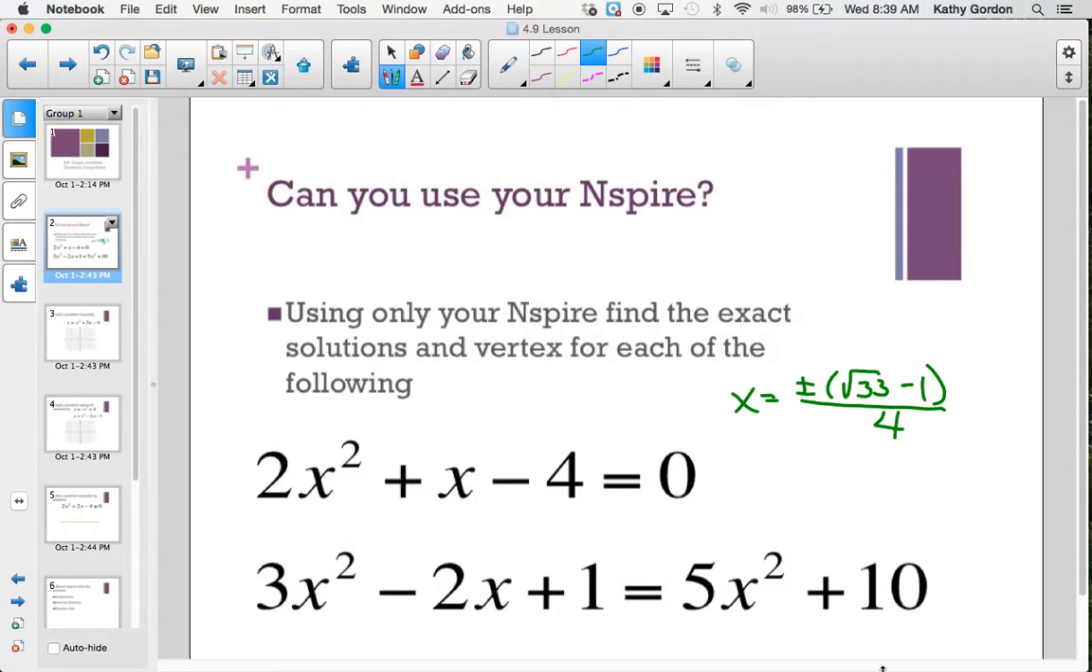For the vertex, Aaron, what'd you get? Negative 0.303, comma, negative 4.12. Say that again. The first... Negative 0.303. Okay. And then your y coordinate? Negative 4.12. Agree with that?